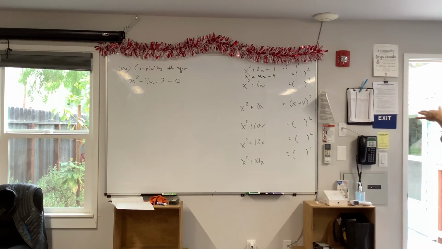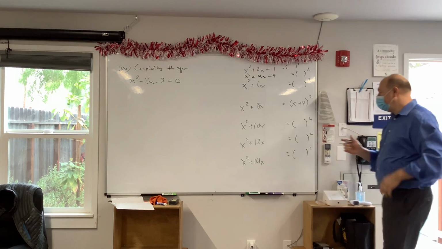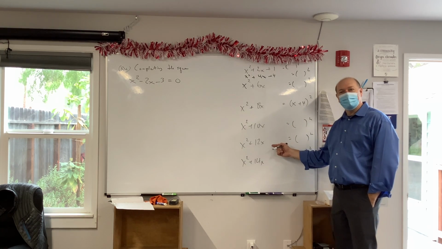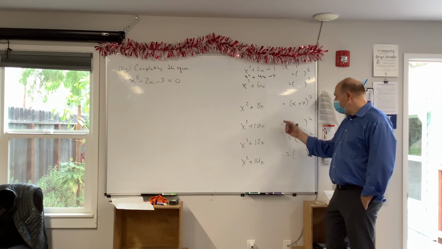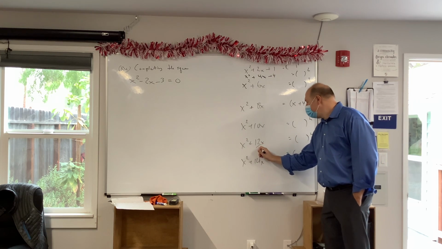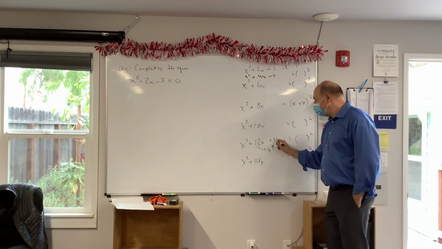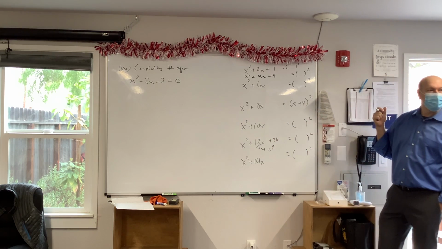I still want that perfect square. But how do I know? How do I know this should be 25? How do I know this should be 36? Divide it by 2 and square it. Abe says divide this guy by 2, which will give you 6. You square it, and it gives me 36.